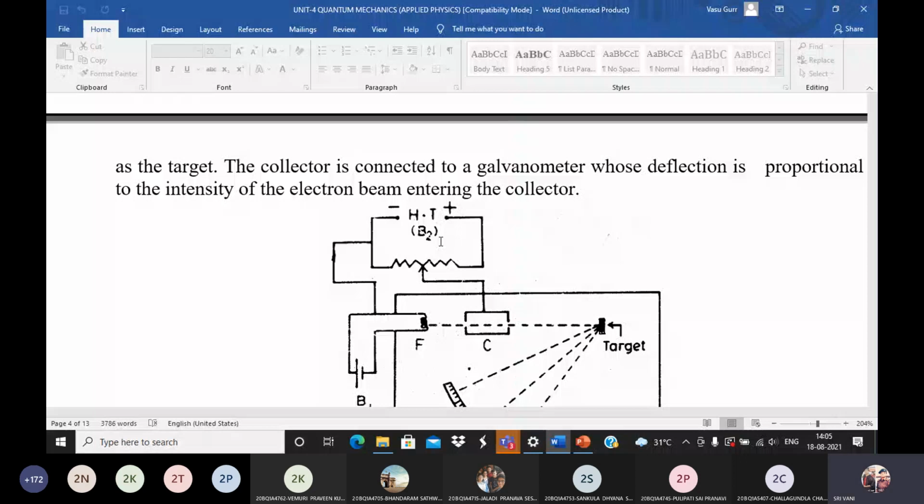After learning about the experiment, both the Davisson and Germer experiment, to study the intensity of the scattered electrons, they used Bragg's law to study the result of this experiment. Bragg's law is 2d sin theta equals n lambda.